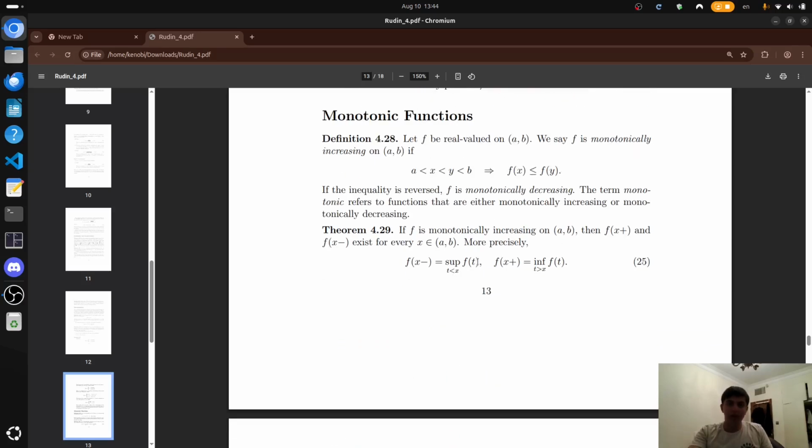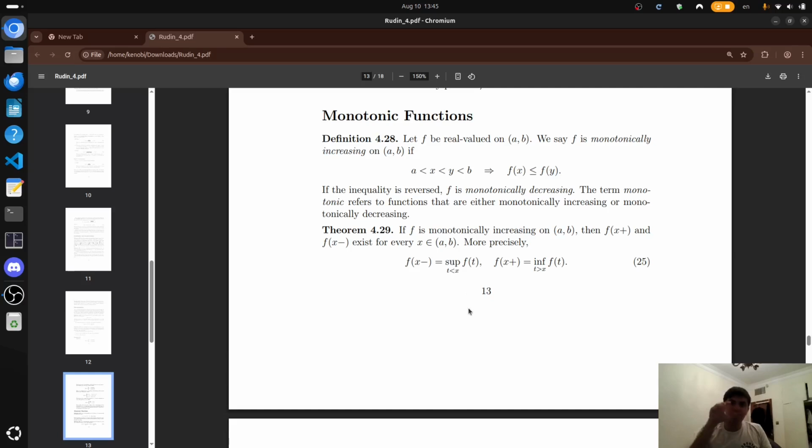Now we have monotonic functions. Let f be a real valued function on (a, b). We say f is monotonically increasing on (a, b) if a less than x less than y less than b implies f of x is less than or equal to f of y. It's basically the same thing as the sequence definition of monotonically increasing and decreasing.